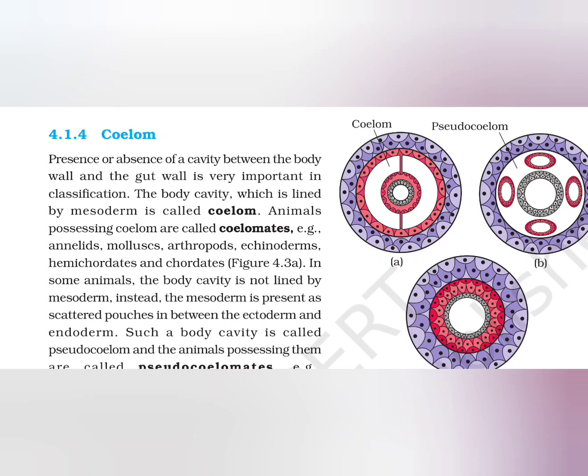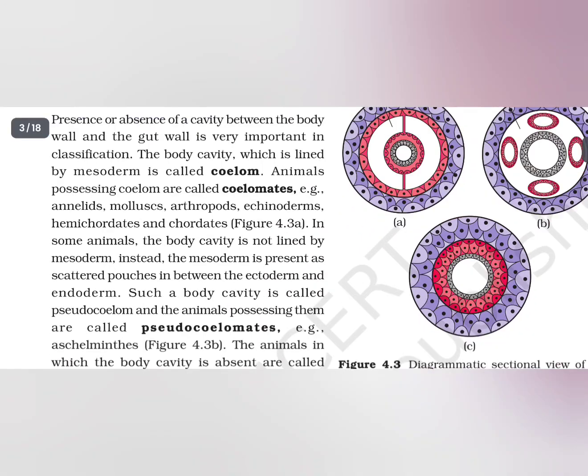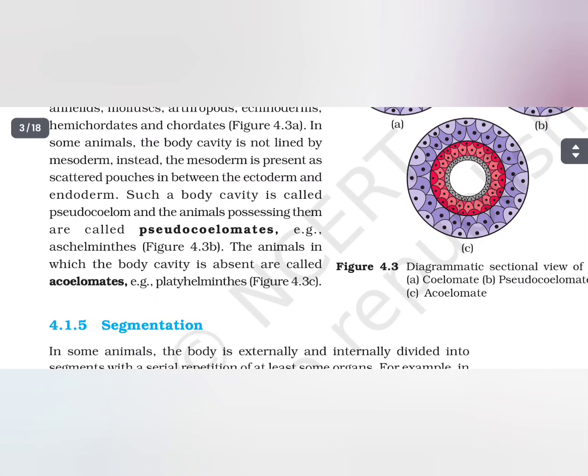Animals possessing coelom are called coelomates. Example: annelids, mollusks, arthropods, echinoderms, hemichordates, and chordates. In some animals, the body cavity is not lined by mesoderm. Instead, the mesoderm is present as scattered pouches in between the ectoderm and endoderm. Such a body cavity is called pseudocoelom, and the animals possessing them are called pseudocoelomates. Example: aschelminths. The animals in which the body cavity is absent are called acoelomates.